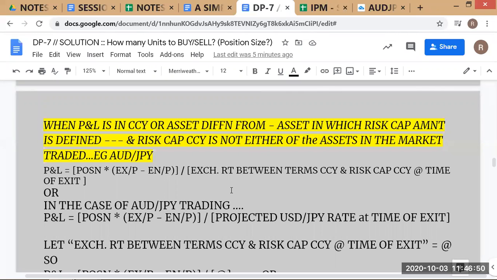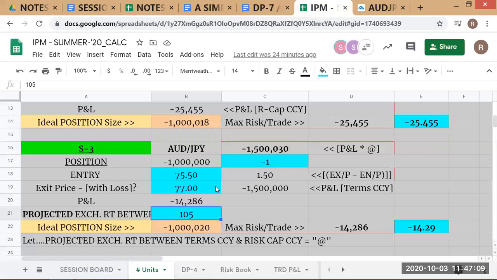So here, theoretically, try to understand what is happening. You have a problem because one of the independent variables is such that the value of that independent variable cannot be known with certainty. No way you can know this. What will be the dollar yen rate at the time that Aussie yen hits 77? Nobody knows.